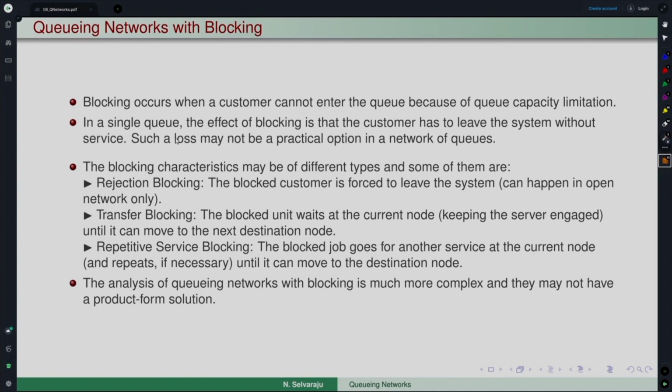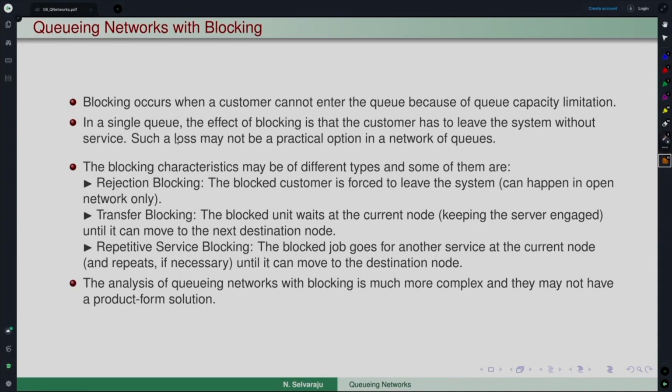But in a network scenario, if such a loss happens at the arrival point, it is a different matter, and one can treat it as if it is a single queue. But if it happens when moving from one node to the other, that may not be a realistic situation. It can happen, it is not that it cannot happen, but it is not realistic in many situations, right. So, keeping only that as the option is not practical for networks of queues.